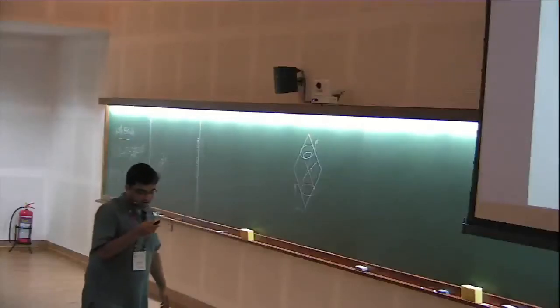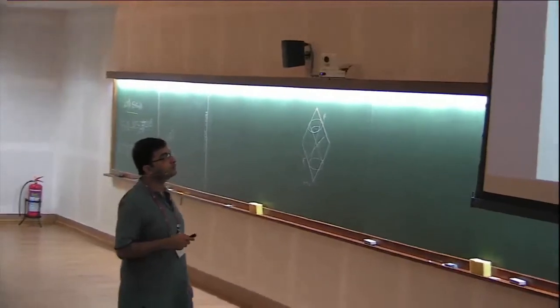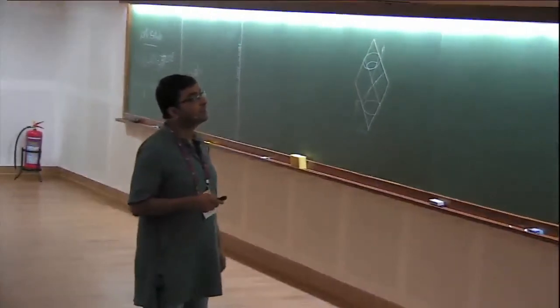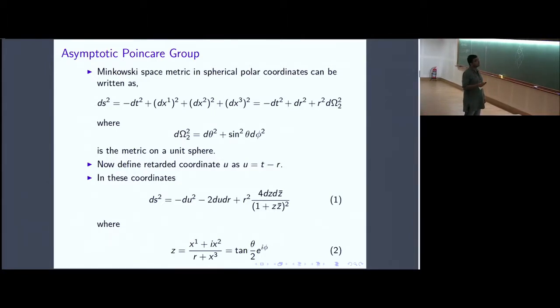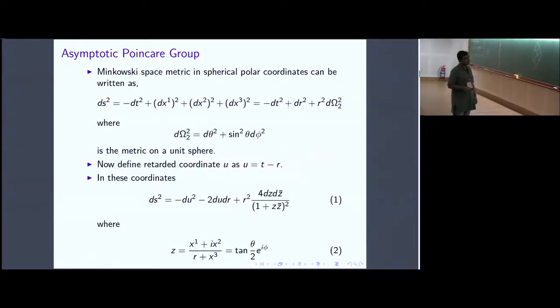Now the next thing we will do is introduce the retarded coordinate u, defined as u equals t minus r. Once we introduce this, we will also introduce a complex coordinate z on the sphere, which is defined in this way. With this, the metric just becomes this, with 4 dz dz bar divided by (1 plus z z bar) squared. That is essentially the metric on the S2 written in terms of z.